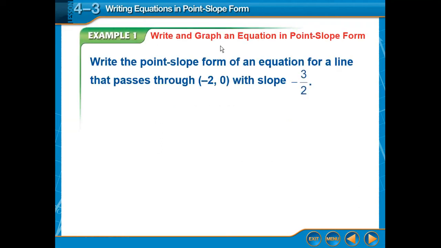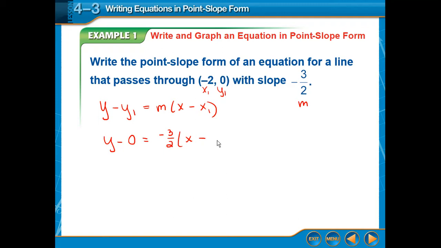So using that formula, which you will have to memorize, y minus y1 equals m times x minus x1, we can use this information. This is our slope, and this is our point x1 comma y1. All I'm doing is plugging in these values. So negative 3 over 2 for m, negative 2 for x1, and 0 for y1. So I get y minus 0 equals negative 3 over 2 times x minus x1, which is negative 2.